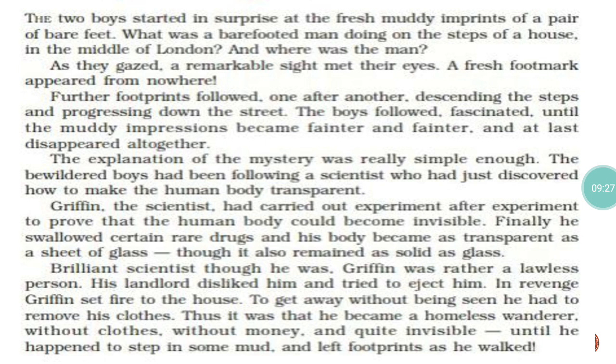Did you get that, children? What kind of a person was Griffin? A lawless person. Then what did he do? He had once burned down the house of the landlord. What's the reason? Because the landlord was trying to throw him out of his house. Then he wanted to be invisible, so he had to remove his clothes and roam around without clothes and without any money. His presence was felt after he stepped in some mud, and his footprints could be seen as he walked. Got it, children? This is the content of the given portion.